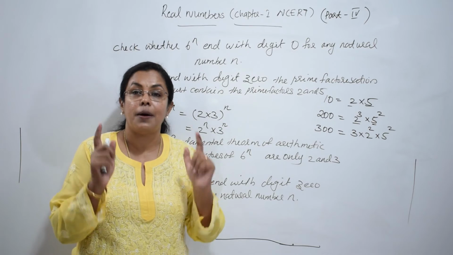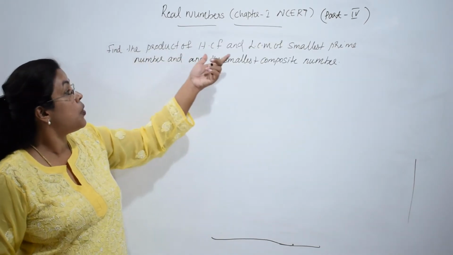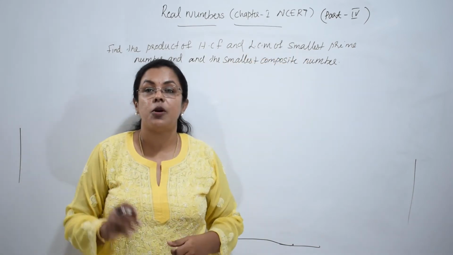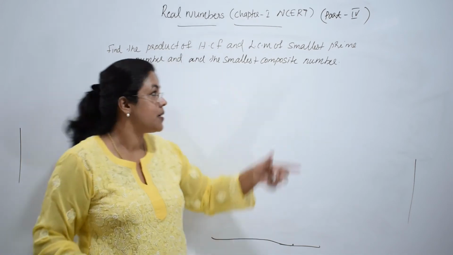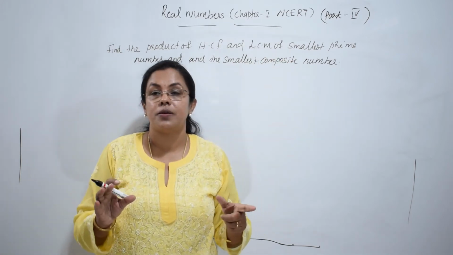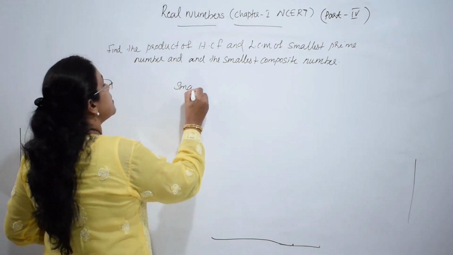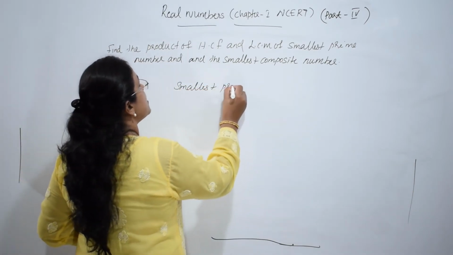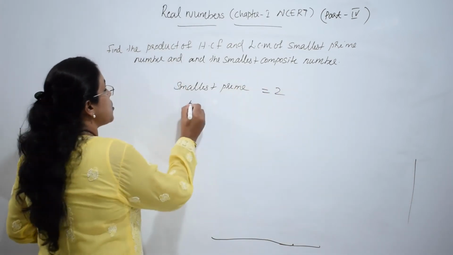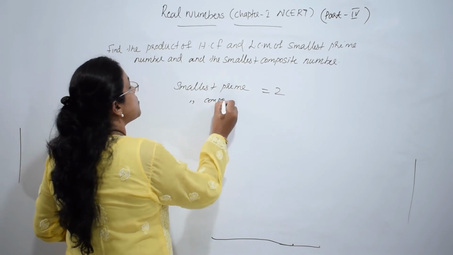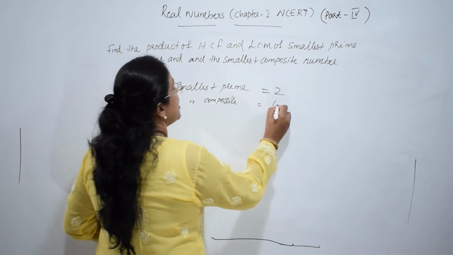That is all. Don't learn by heart, understand the concept. Now look at this question. Find the product of HCF and LCM of the smallest prime number and the smallest composite number. First part: what is the smallest prime number? The smallest prime number is 2. What is the smallest composite number? The smallest composite number is 4.